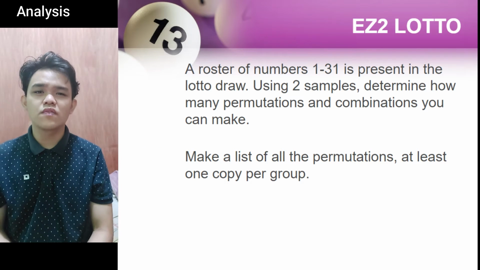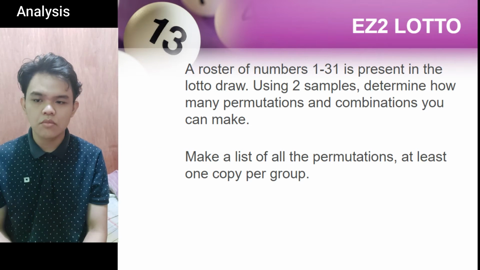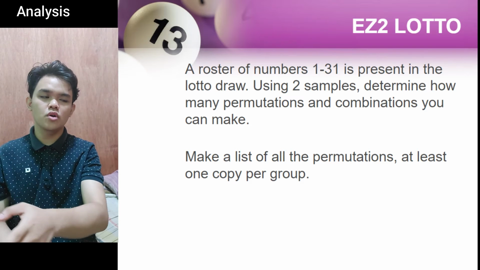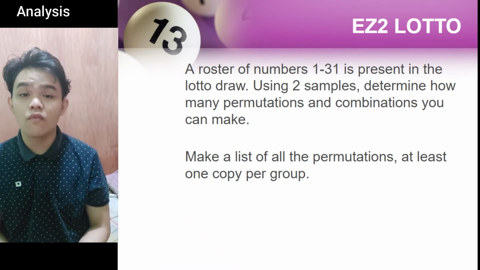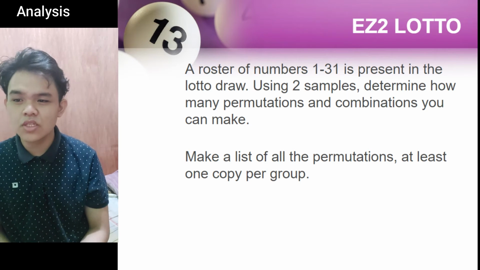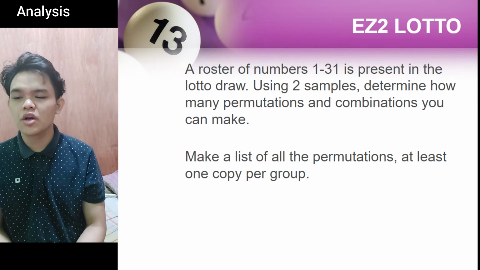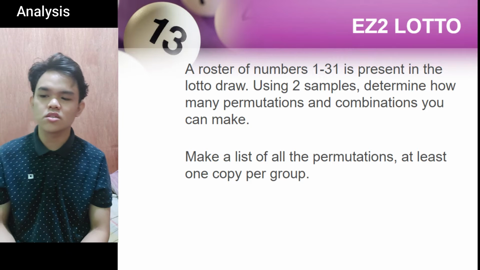And now I want to divide the class into two groups. Maybe this row can be group 1 and that row can be group 2. Now there will be a roster of 1 to 31 numbers using two samples. Determine how many permutations and combinations you can make.